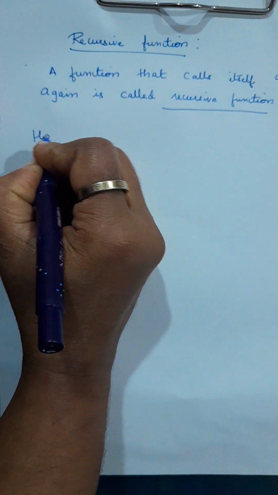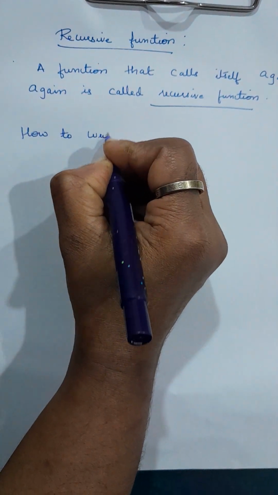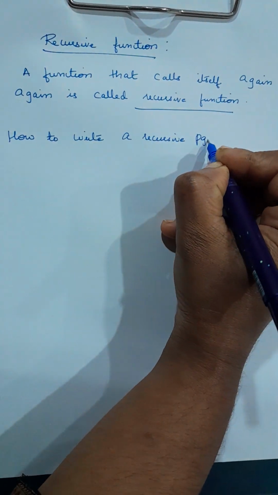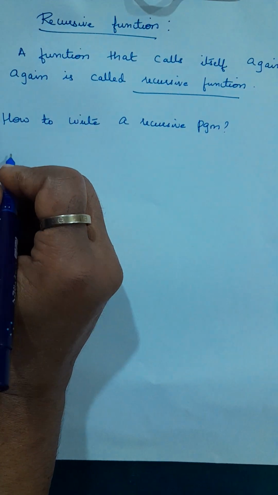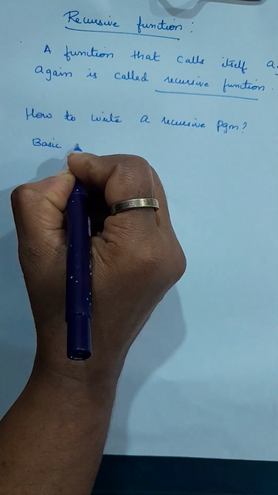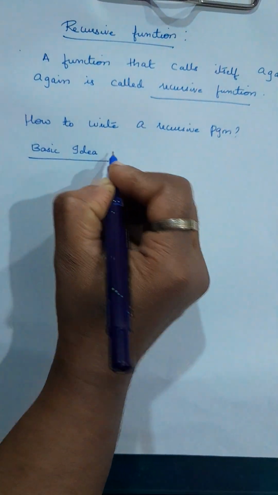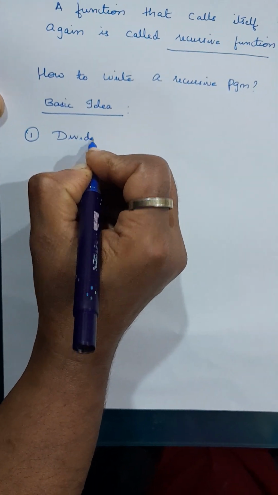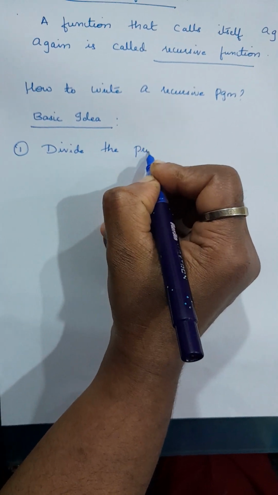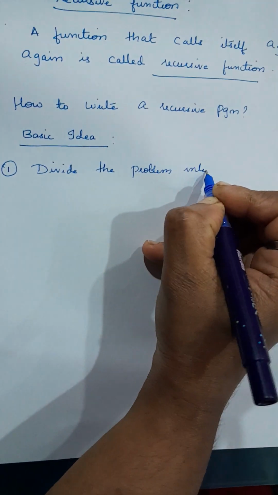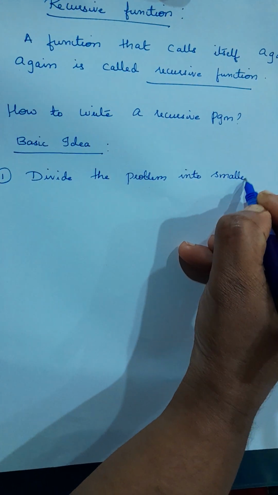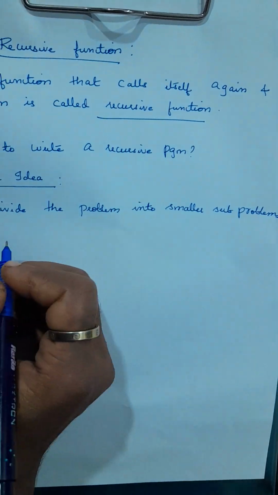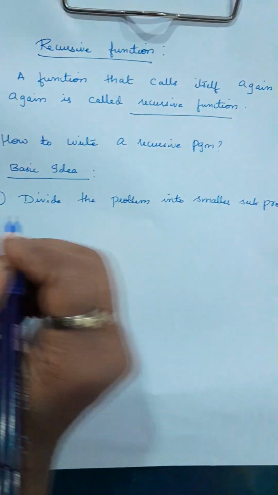Now let me teach you how to write a recursive program. So how do you write a recursive program? The basic idea. You have to just know the basic idea for any recursive function, to write a recursive function. The first one is we have to divide the given problem into smaller subproblems. So this is the first basic idea. We have to divide the problem into smaller subproblems.